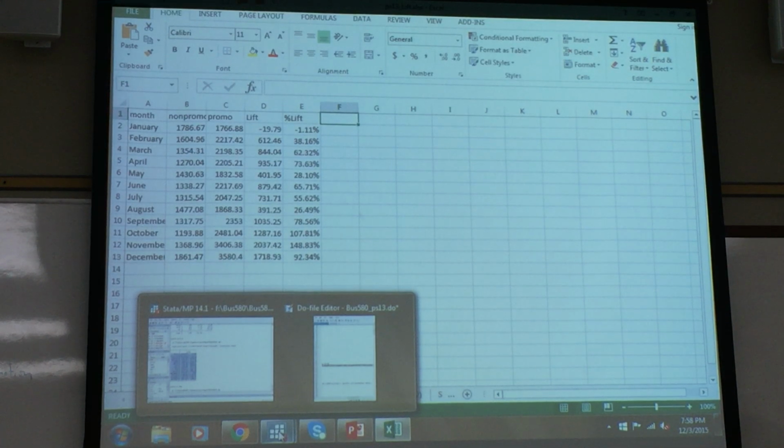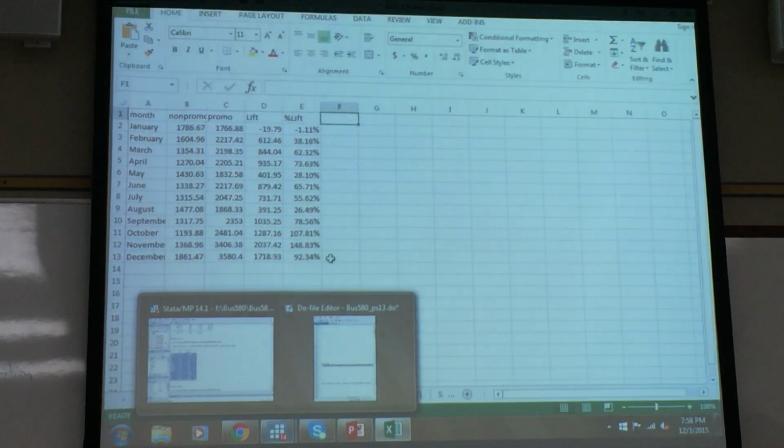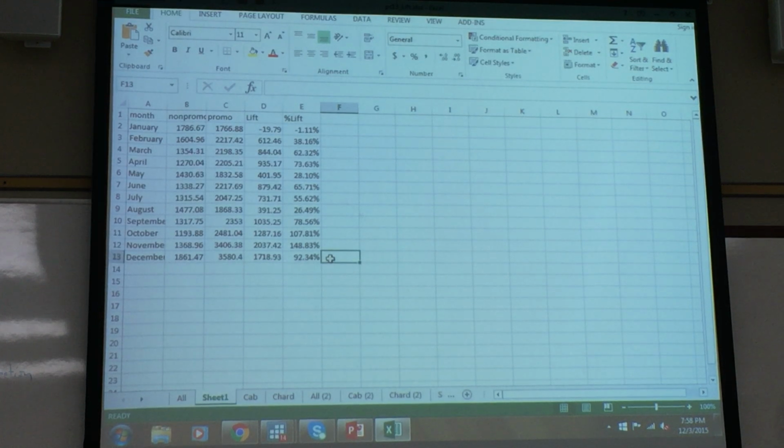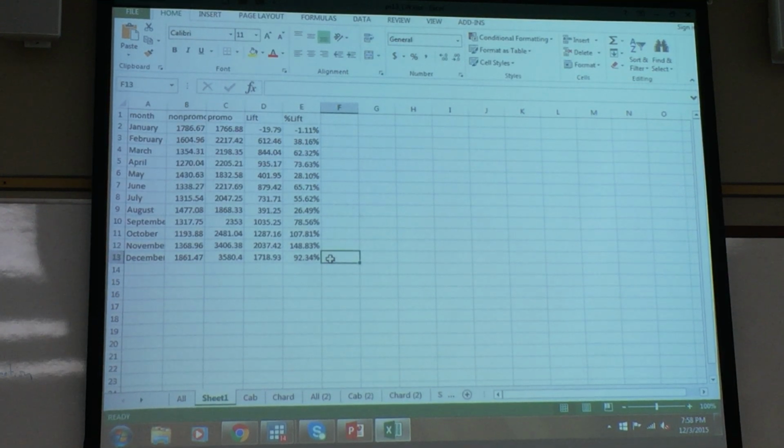Let's see what else. Well, what else? What are we missing? What might be causing these promotional lifts to be so big? These seem awfully big. It's just promoted versus non-promoted. But we've accounted for seasonality with the months, right? We're looking at it over the course of the year.